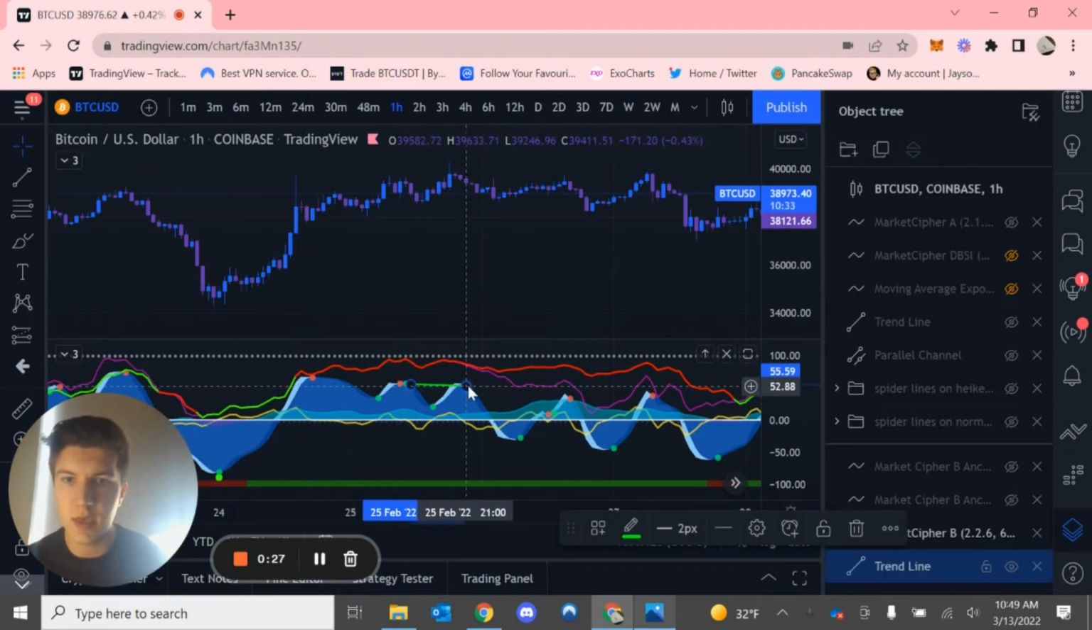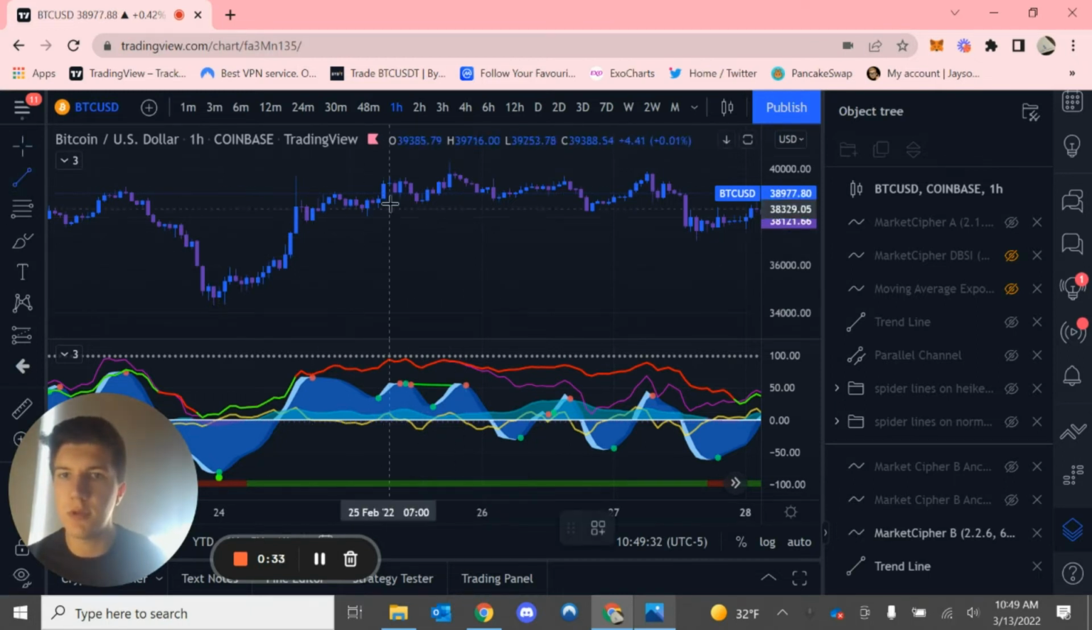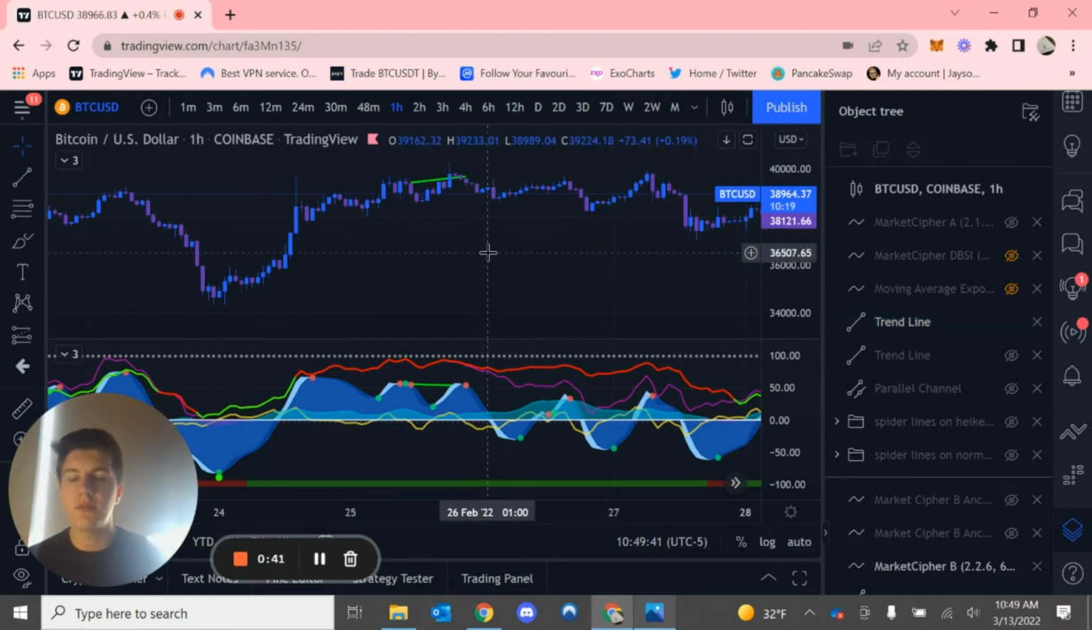You can see that price or our oscillator is making lower lows right here. And then next thing we do is look at price. And here you can see price is making higher highs. Again, don't overthink it.